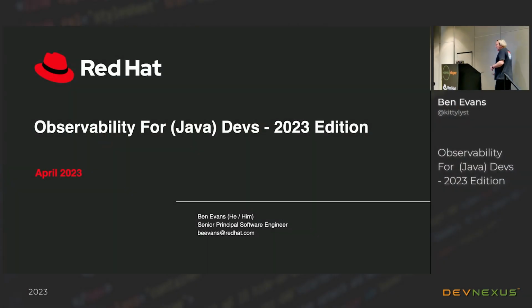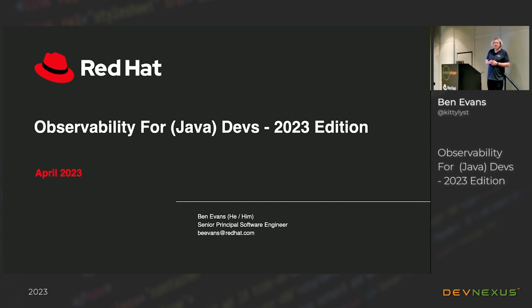The talk is called Observability for Java Devs, and the word Java is in brackets here for a very good reason, because as you'll find out, a lot of what I'm going to say applies to things which aren't Java. And Java is actually a very good example of an observable language, but it's not the only one that we have out there.